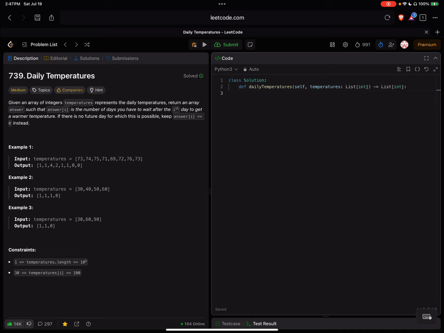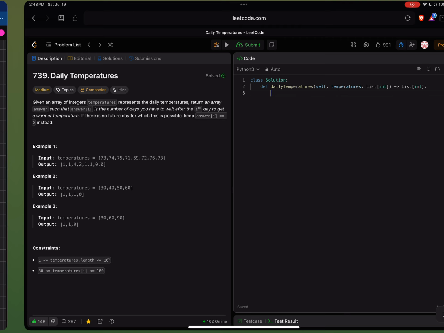Let us begin. So today we are tackling problem 739, Daily Temperatures, on LeetCode. It says that we have been given a temperature array, which represents daily temperatures. We have to return an array answer such that answer[i] is the number of days you have to wait after the ith day to get a warmer temperature. If there is no future day for which this is possible, we just keep answer[i] as 0. These are the constraints.